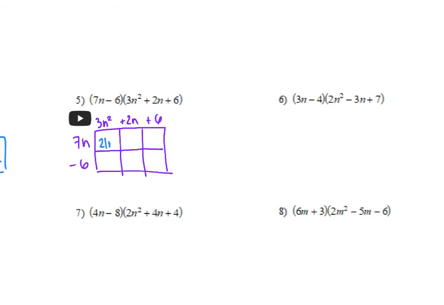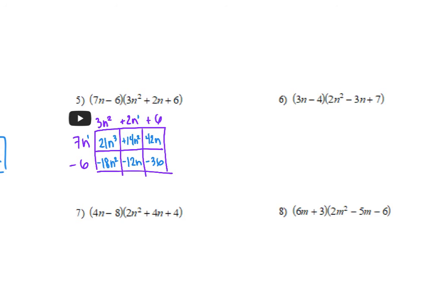So 21n cubed. If it helps you on the variables with no exponent, it is helpful to maybe just put a 1. Now we're going to do 7n times 2n, that's plus 14n squared. 7n times 6 is 42n. And then going on to the second row, negative 6 times 3n squared is negative 18n squared. 2n times negative 6 is negative 12n. And then 6 times negative 6 is negative 36.